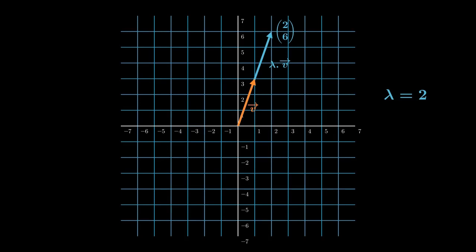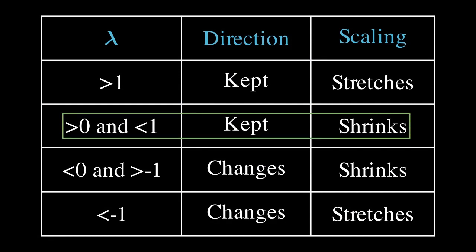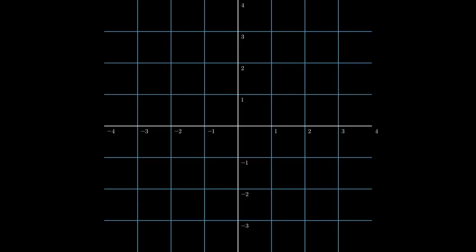The next value of lambda that we will cover is when the scalar takes a value greater than 0 but inferior to 1. In this situation, similar to when the value of lambda is greater than 1, the direction will prevail, but the length now gets altered differently. The vector shrinks. Let's pick for lambda the value of 1/2. Now, instead of the coordinates of v doubling, they will be halved. So this version of lambda v will have for coordinates the values 0.5 and 1.5.